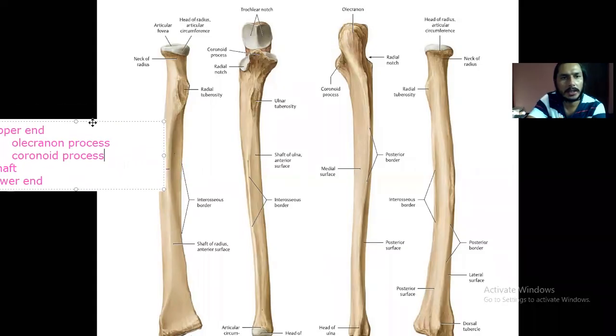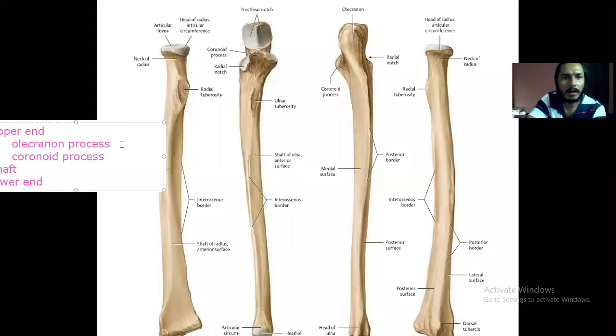Now see the olecranon process. It is an upward extension from the upper end of the ulna. You can see here, this is the anterior view, and this one is the posterior view. So this is the olecranon process.